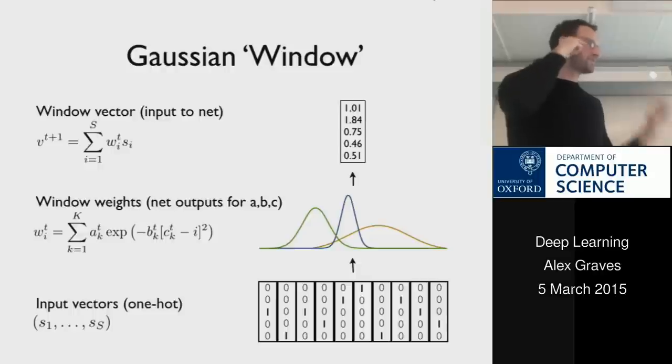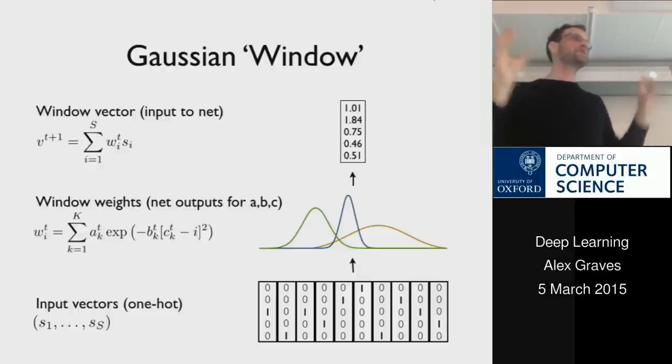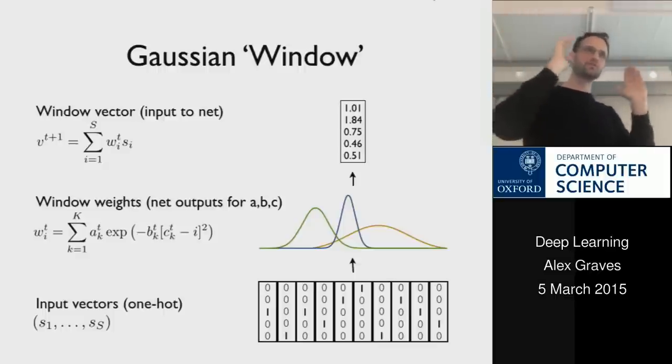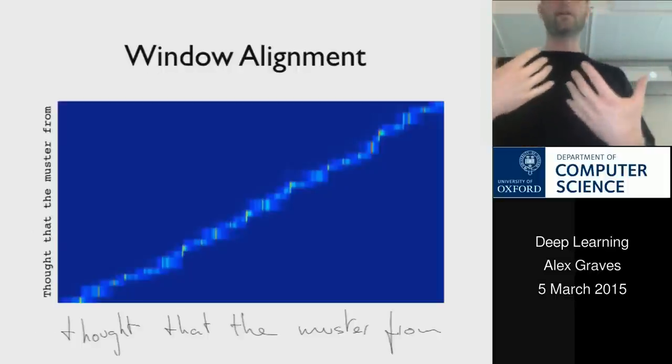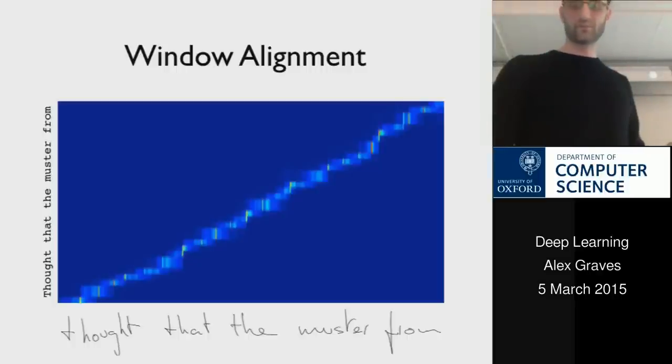It seems that this is becoming a very big thing in machine learning in general, that you don't want to look at all of the data all of the time. You want to choose to focus in on a small part. And the network should be kind of free to learn how to do that.